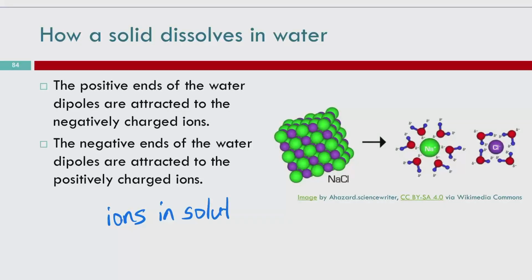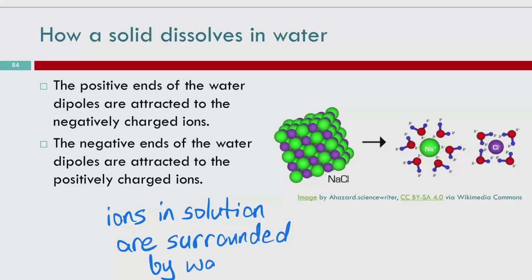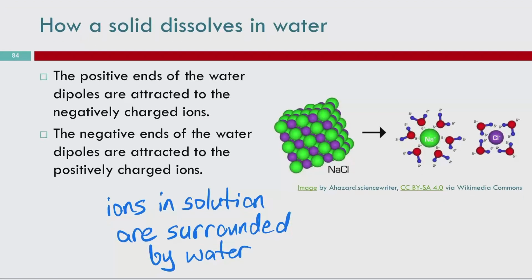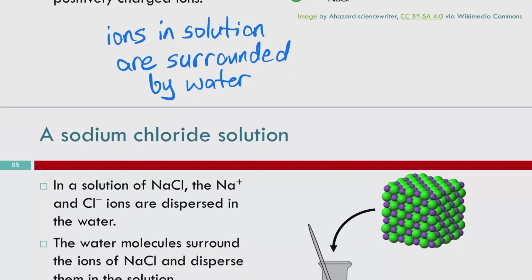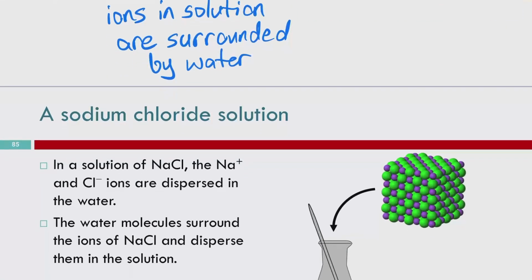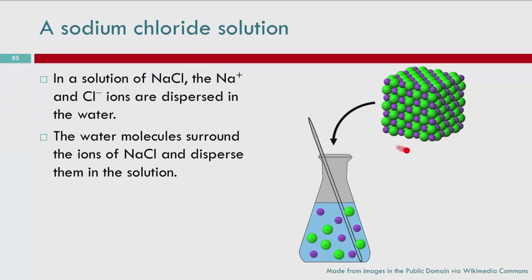Ions in solution are surrounded on all sides by water. We just usually omit the water part. Okay, so if we form a sodium chloride solution, you take your salt crystal and you put it into solution, and here we've omitted the water molecules for clarity. So the water is not explicitly drawn in.